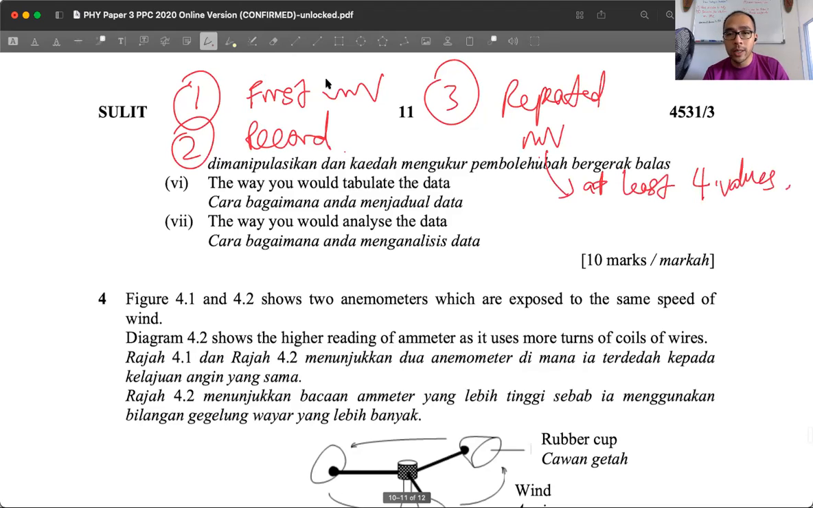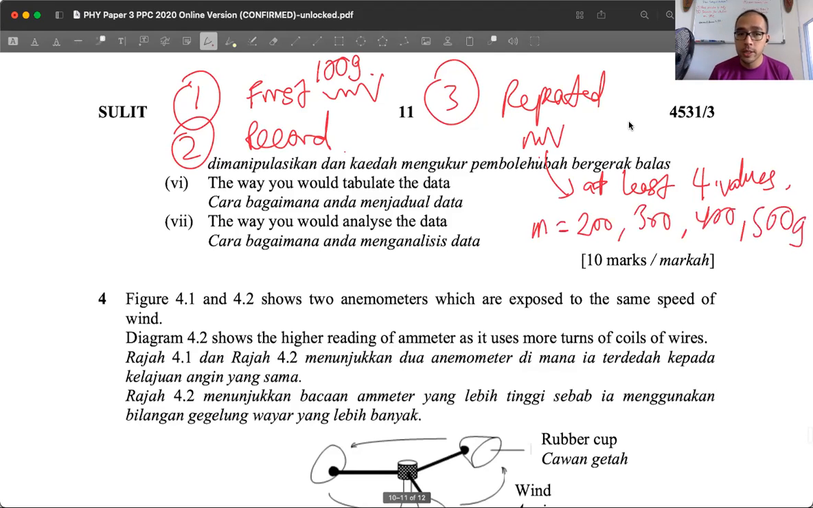So if the mass of the water at the first one is 100 grams, then you repeat the experiment using different masses of water. M equals to 200, 300, 400, 500. Mesti dinyatakan dia punya nilai, at least 4 other values.